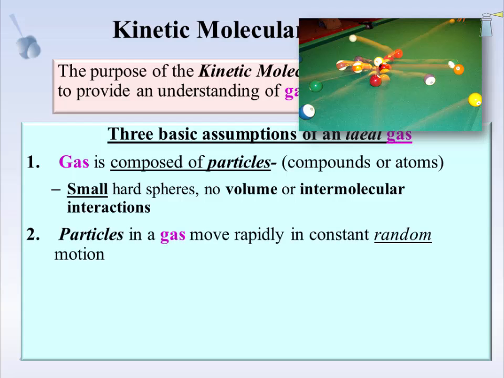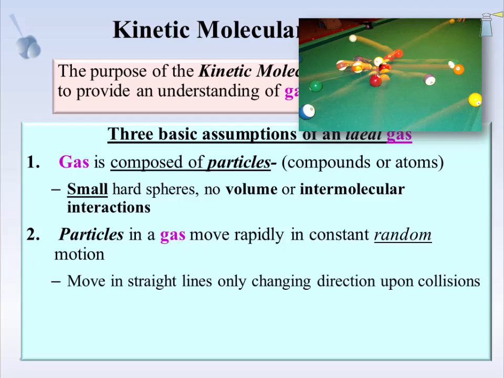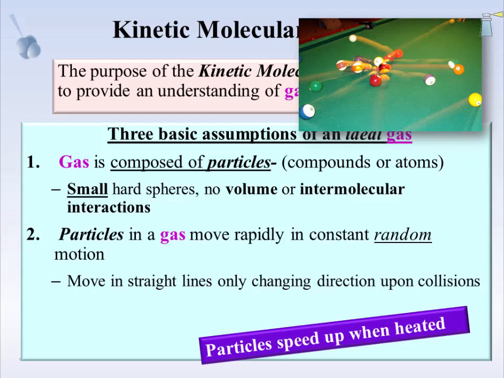The second assumption is that the particles in the gas move rapidly and are in constant random motion. More specifically, the motion of the particles is in straight lines and only changes direction upon colliding with another particle or some surface. As mentioned earlier, particles speed up when heated. An increase of heat leads to an increase of collisions and promotes random motion.